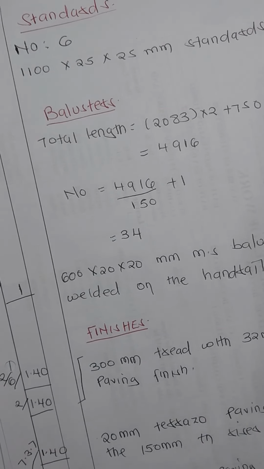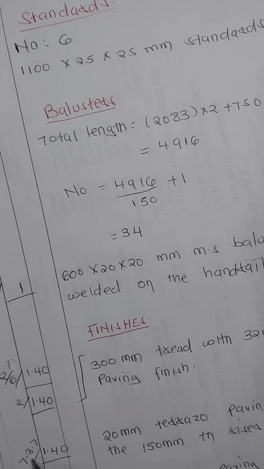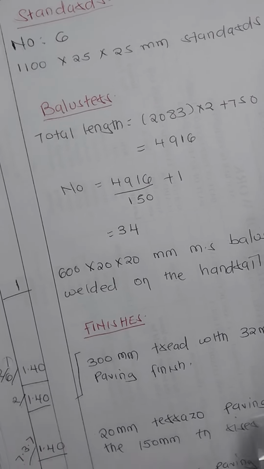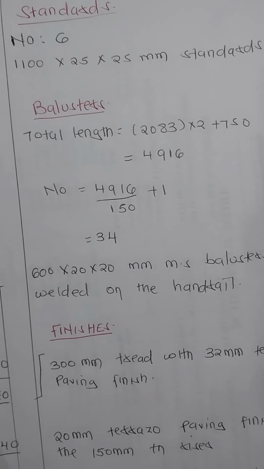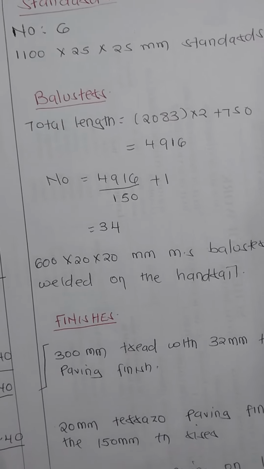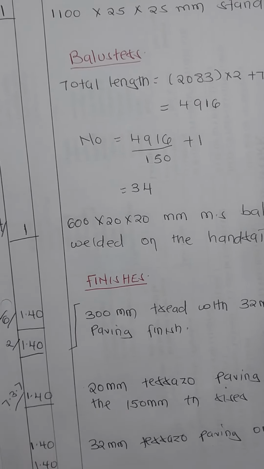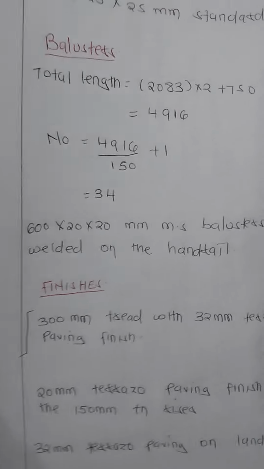For the riser, we also need the length, that is 1.4, and then the number. There were 7, 3, and 7. 20 millimeters terrazzo paving finishes to the 150 millimeters thick riser. And then for the landing, we have 1.4 by 1.4, 32 millimeters terrazzo on the landing.